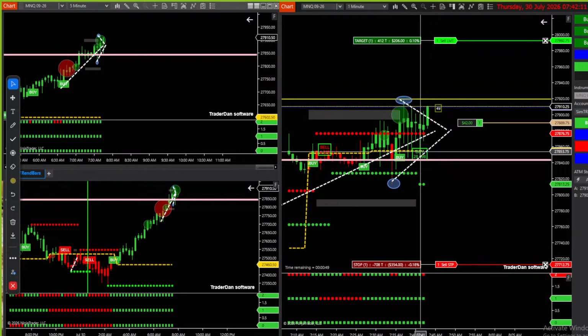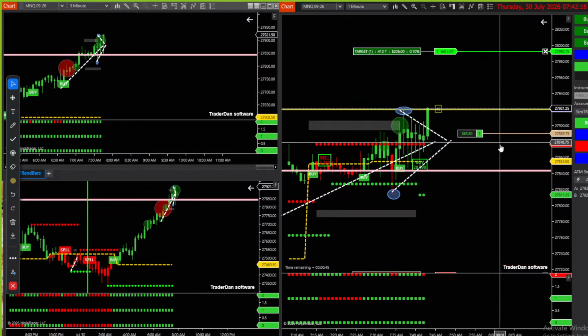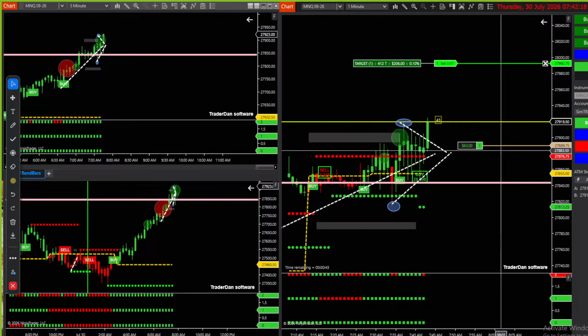Order filled. Is that going to be real and hold? There's the buy signal on order flow. Boom. We're taking out the high of session. Can we get bid and go?